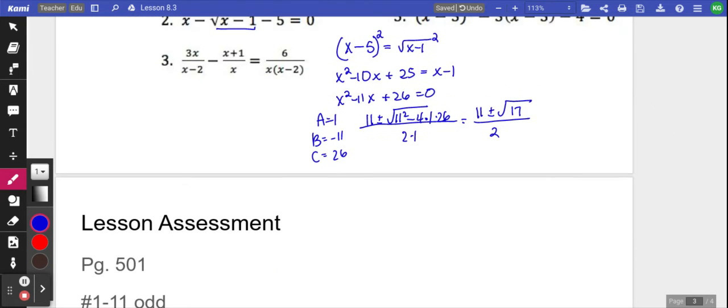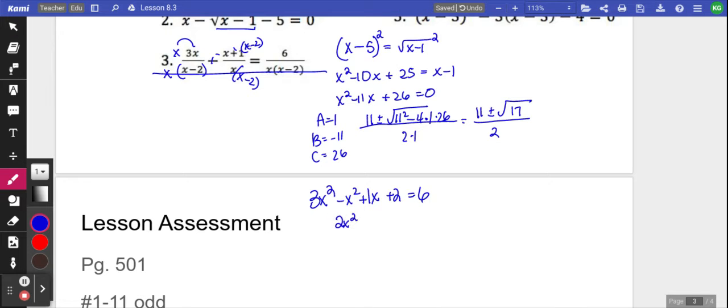On number 3, I have to concentrate on getting a common denominator. So I'm going to multiply the first fraction by x and the second fraction by x minus 2. I'm also going to distribute this negative sign here so that I don't forget to subtract those terms after I've done FOILing. So this first one would give me 3x squared. FOILing the second one would give me negative x squared plus 2, minus 1, plus 1x and plus 2 equals 6.